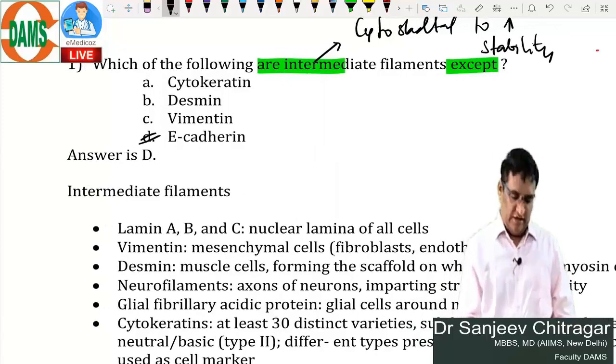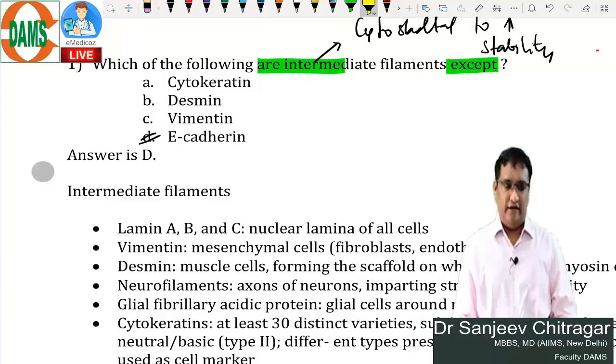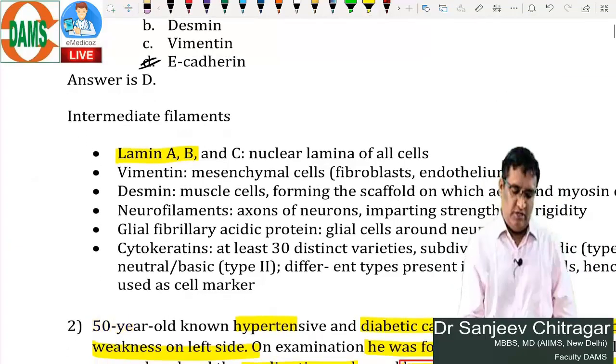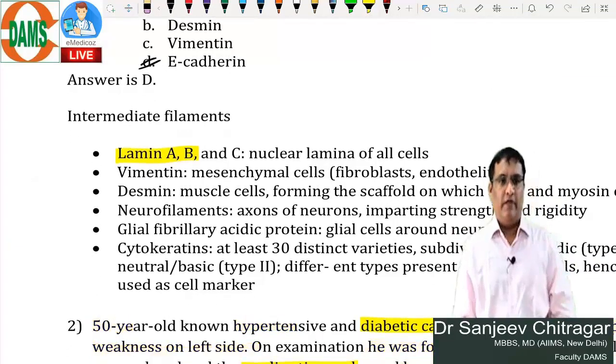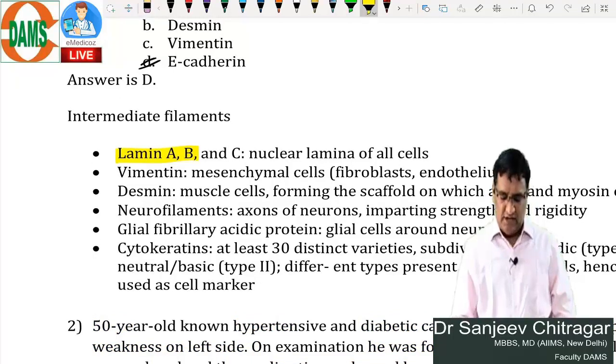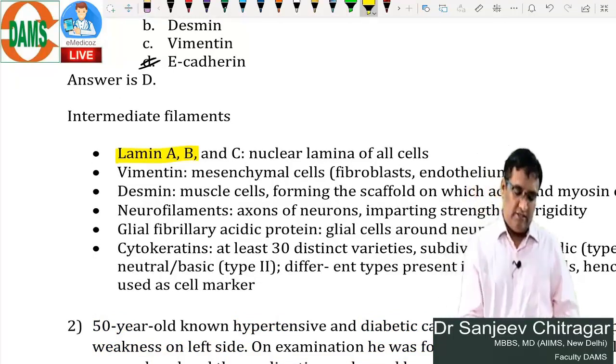Let us look at what the intermediate filaments are. The different intermediate filaments are lamin. Do not confuse this with laminin; it is lamin. Laminin is your ECM protein. It is not laminin, it is lamin here. These are present in the nuclear lamina of all the cells.